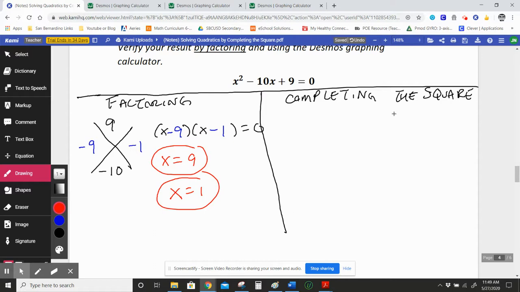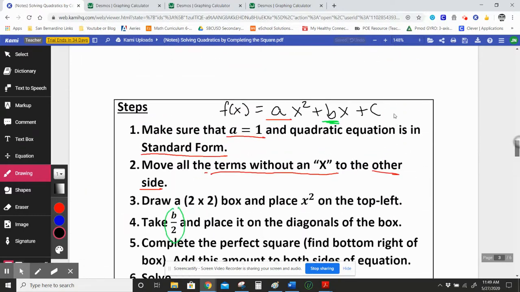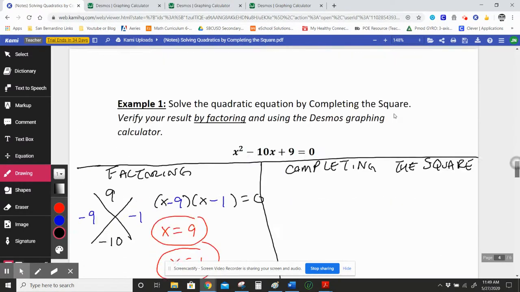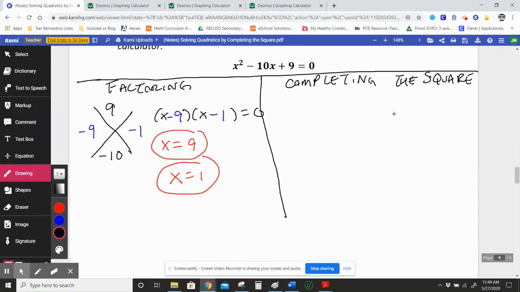Now we're going to do the exact same thing, but we're going to do it by completing the square. And the reason I want you guys to do it by completing the square is because sometimes you're not able to factor it, so you're kind of stuck with completing the square. So let's do it by completing the square. Same exact problem. First of all, step 1 says make sure that it is in standard form and that a is equal to 1. So a is equal to 1 and it's in standard form, so we're good to go.